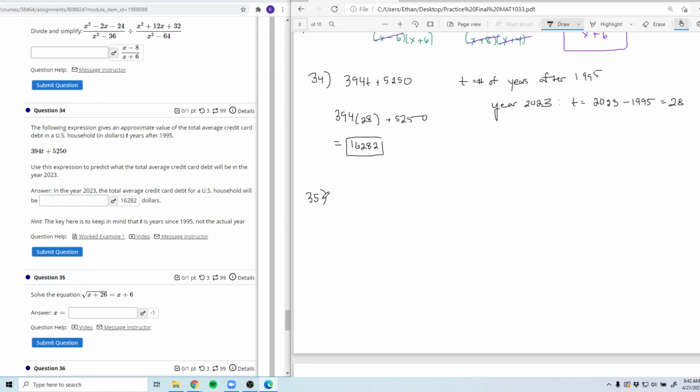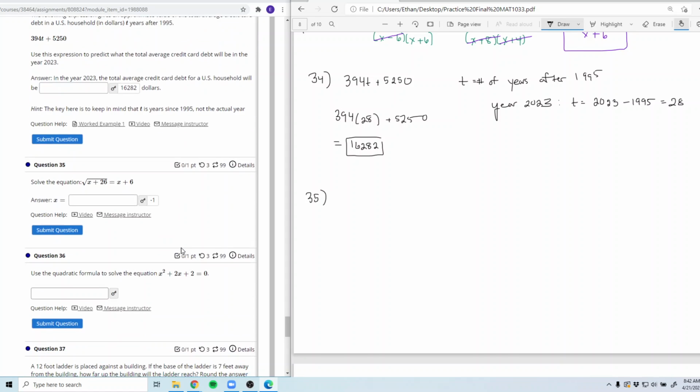All right, 35. 35 is another one of the new equations. Oops, don't know why the answer is showing. Let's go ahead and get rid of that. We want to solve the equation the square root of x plus 26 equals x plus 6.